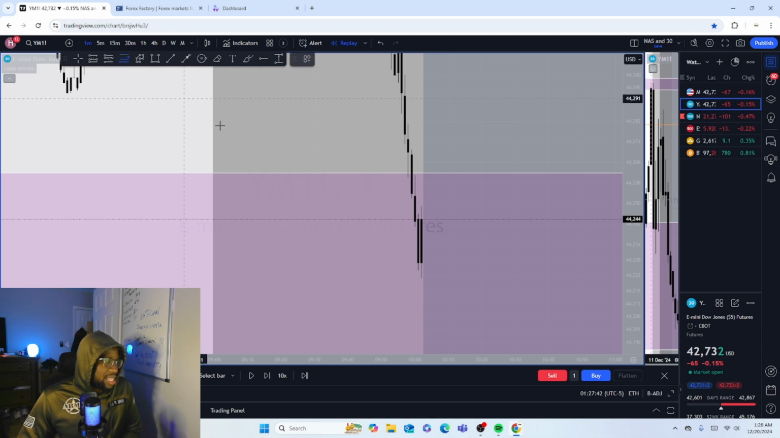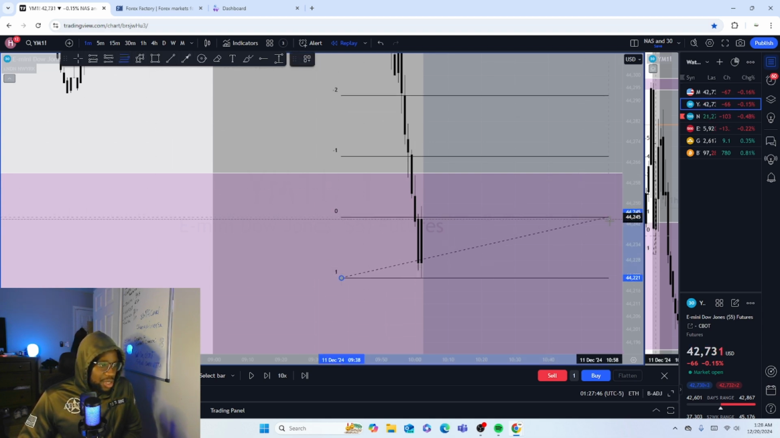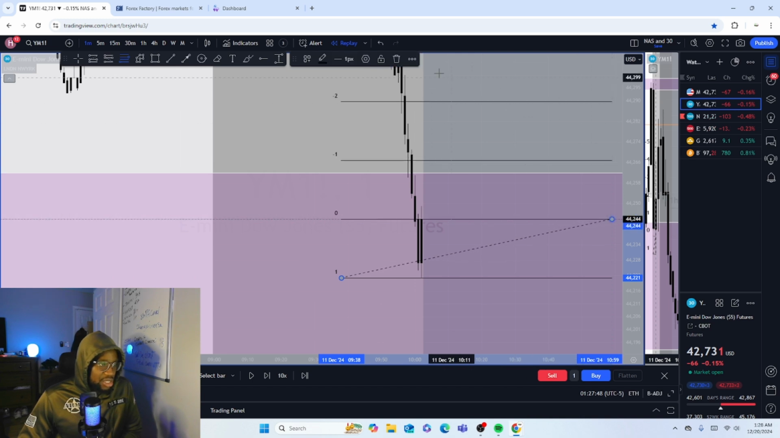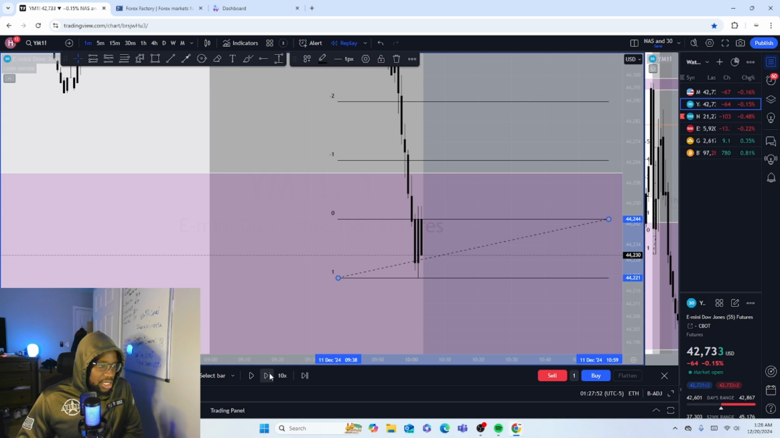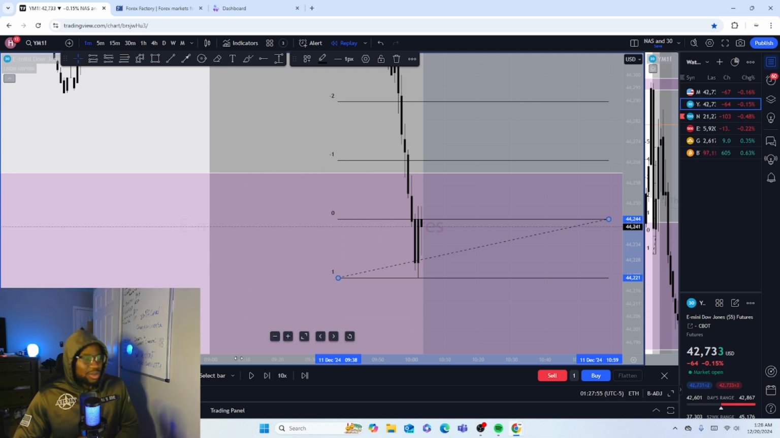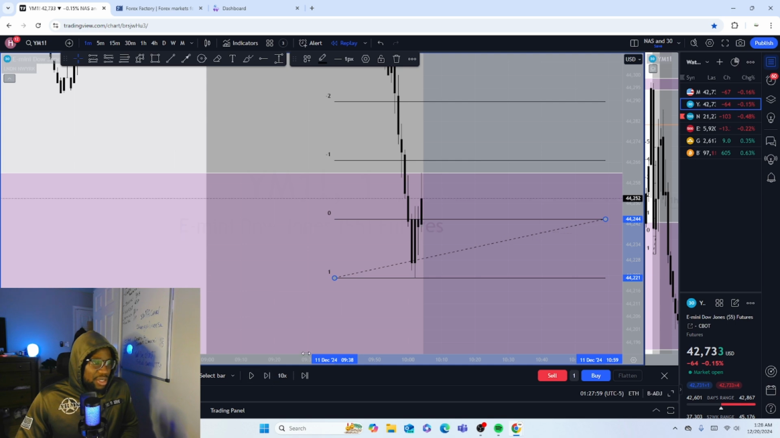So my stop loss would be down here. TP would be here. I mean, entry would be here. TPs along the way. Let's see. Okay, I would have got tapped. No, I wouldn't have got tapped in, because that's not my entry criteria. Because it was equal.